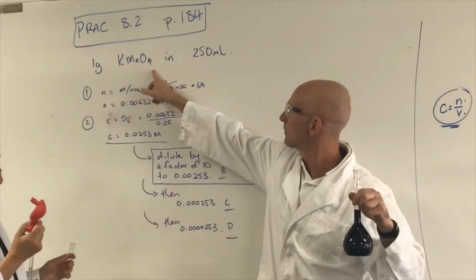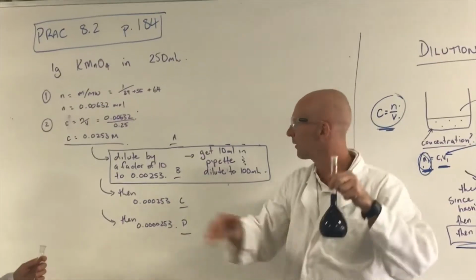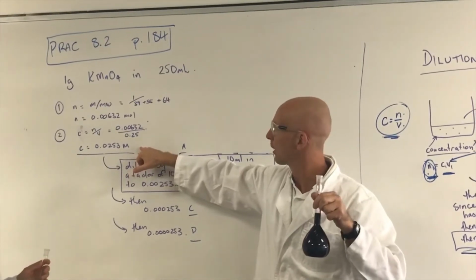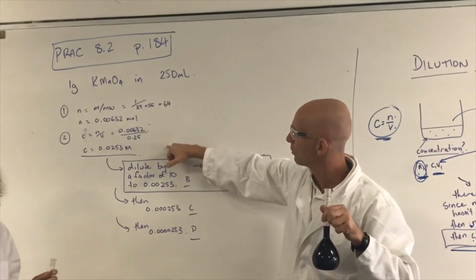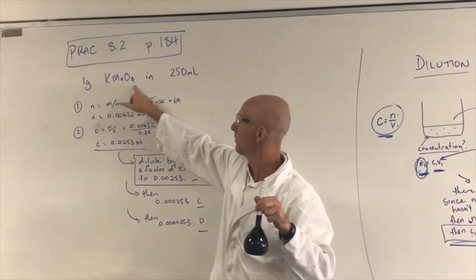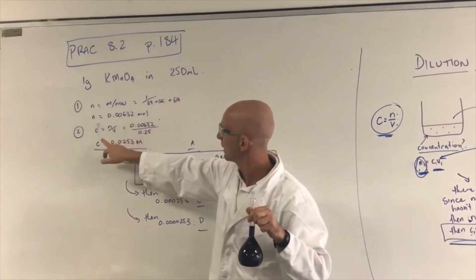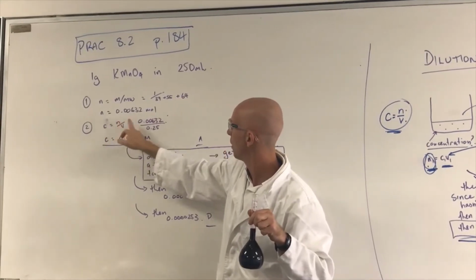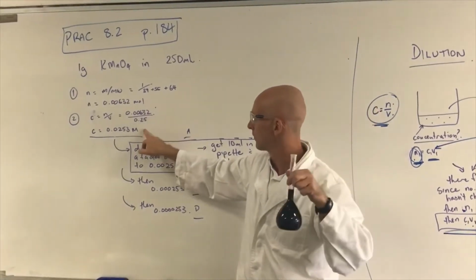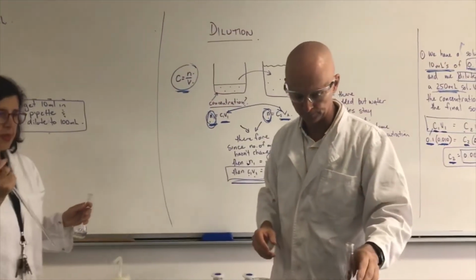The next step then is we have now made this solution over here, which is the 1 gram of potassium permanganate in a 250 ml volumetric flask, and that's the exact concentration of that. If we follow this mathematical equation, number of moles is mass on molecular weight, so 1 gram on the molecular weight of potassium permanganate gives us the number of moles we need, and then we can work out the concentration from that. The number of moles divided by the 0.25 litres gives us the concentration, 0.0253 molar, in that solution right there.